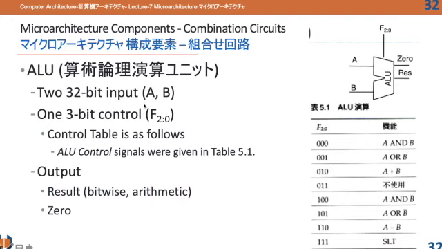Sorry. So simply, we have the 32-bit inputs A and B and a 3-bit control here. Okay, and the control bits follow Table 5.1 here, and the output is 0 for the zero flag, and the result for the bitwise operator, and then for the arithmetic operator, right? The result here.